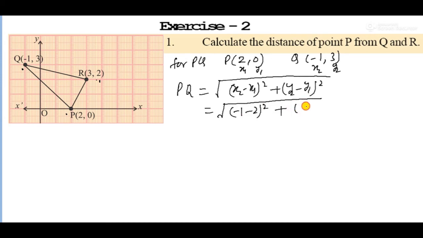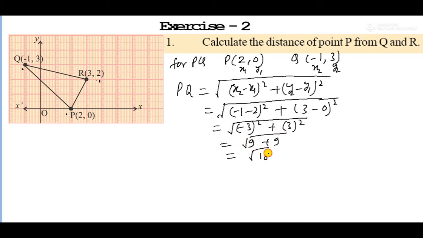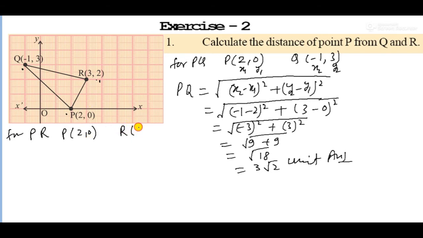So first of all for PQ. So you can write for PQ. What will happen? P is given as 2, 0, and Q is given as minus 1, 3. So in this one is your x1 and y1, and this is x2 and y2. Now apply the distance formula. So PQ is equal to the square root of x2 minus x1 whole square plus y2 minus y1 whole square.